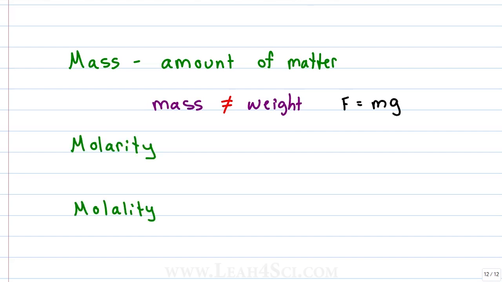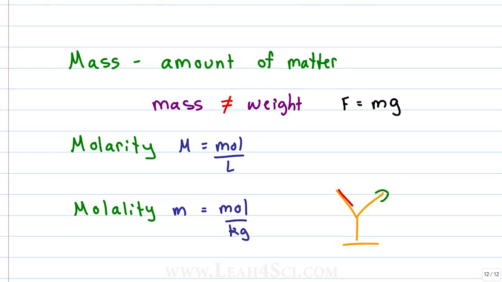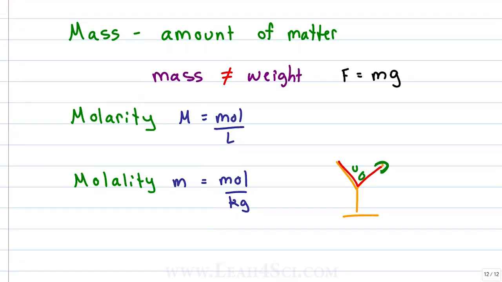Molarity and molality are different ways to represent concentration, where molarity, big M, is equal to moles per liter, and molality, little m, is equal to moles of solute per kilogram of solvent. If you have trouble differentiating between solute and solvent, think of a martini glass with an olive in it. The solvent is the thing that holds everything, that's the martini glass, and the olive, the upside down U, is the solute. It's the thing that goes into the martini glass, into the solvent.